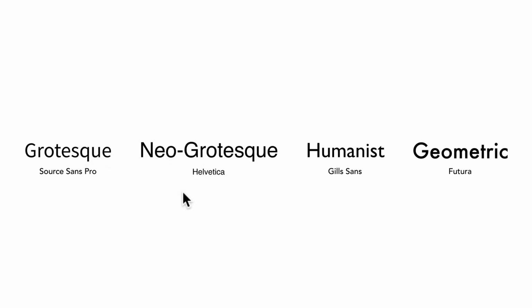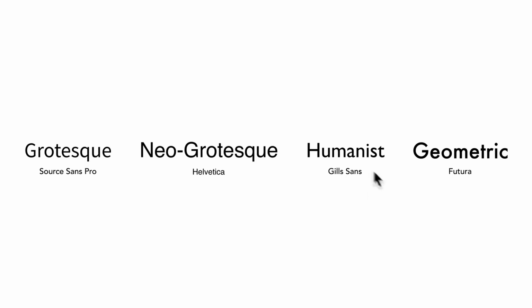Now, the third is humanist typefaces. This includes Gill Sans, which we're actually using right here, Frutiger, and Tahoma. They're much more calligraphic than other sans serif typefaces, that's for sure. You're probably wondering, what exactly does that mean? So let's take a look.